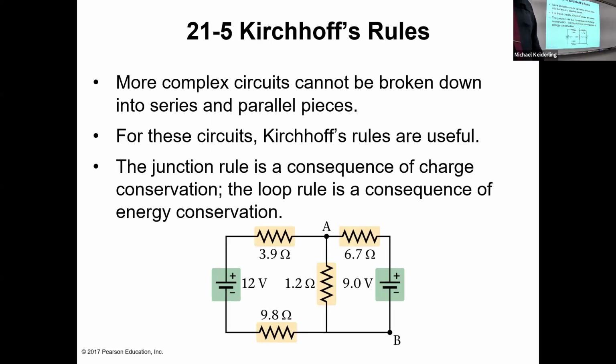So, a quick review of Kirchhoff's rules. If you have more complicated circuits, you can't break them down easily into series and parallel phases. And for these circuits, you can use Kirchhoff's rules. The junction rule is a consequence of charge conservation, that the amount of charge going into a junction has to equal the amount of charge going out of a junction. And the loop rule is a consequence of energy conservation, that as you go around the loop, you can't end up with a higher or lower energy than where you started.